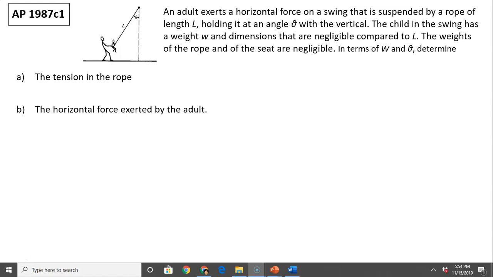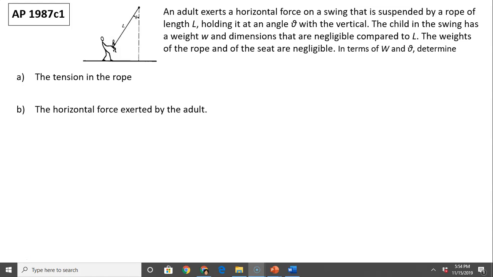An adult exerts a horizontal force on a swing that is suspended by a rope of length L, holding it at an angle theta with the vertical. The child in the swing has a weight W and dimensions that are negligible compared to L. The weights of the rope and of the seat are negligible. In terms of W and theta, determine the tension of the rope and the horizontal force exerted by the adult.